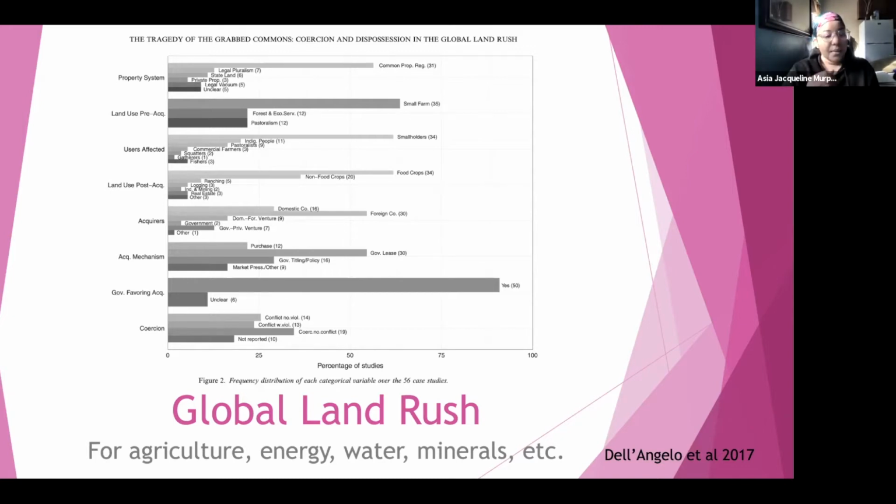And a lot of times the government favors the acquisition. This is typically because these are people from the global north, United States, Israel, Europe, etc., that are coming into much poorer countries. So, for example, there's going to be a case study that we'll look over that is in Sierra Leone.